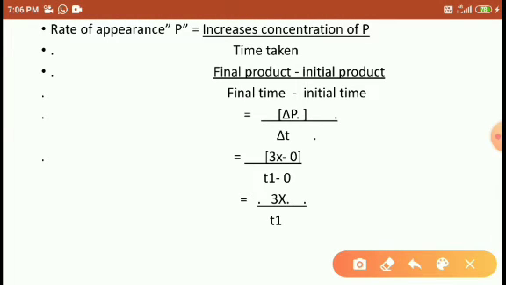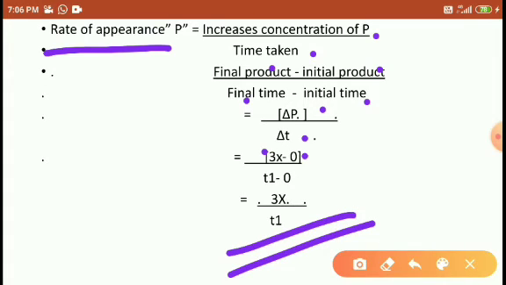Next is the rate of appearance of P. This is the increased concentration of P with respect to time taken: final product minus initial product, divided by final time minus initial time, symbolically written as delta P by delta T. Here the final product is 3x and the initial product is 0. Time taken is T1 minus 0, so we get 3x by T1.